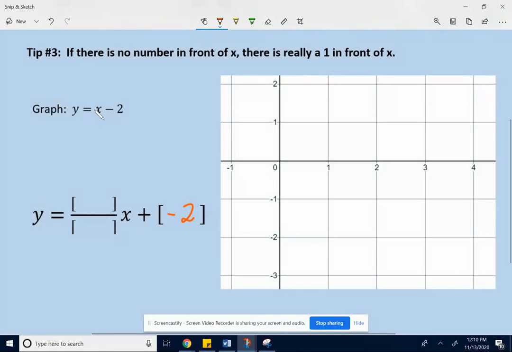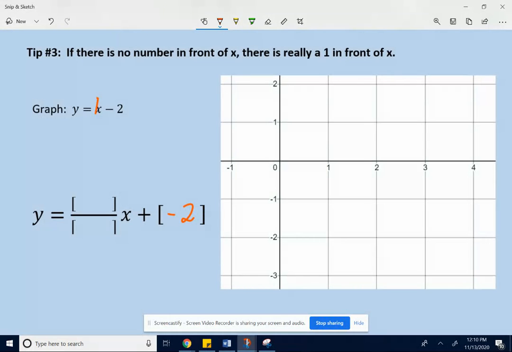But we don't have a number at all in front of the x. So we just need to remember, it's kind of like when we combined like terms together. If there's no number in front of a variable, it's understood to be 1 sitting in front of that variable. So x is really 1x.